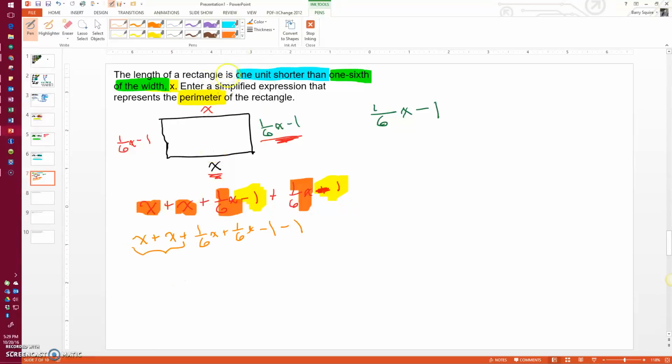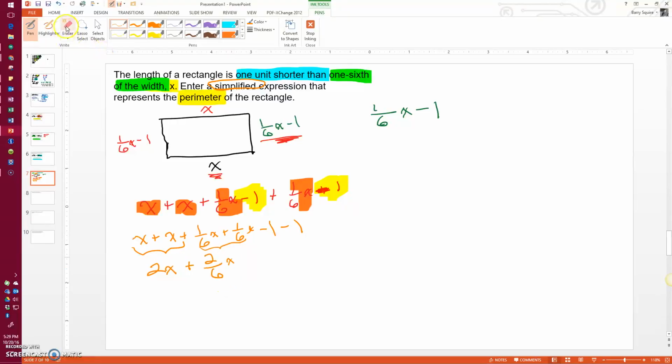And we're doing this because it's asking for a simplified expression. If it didn't ask for a simplified expression, we could have just left it long like this. But it's asking us to simplify it. So it means we really need to combine all like terms. So x plus x, that's going to be 2x because it's 1x plus 1x. And then these 1/6 x plus 1/6 x is going to be 2/6 x.